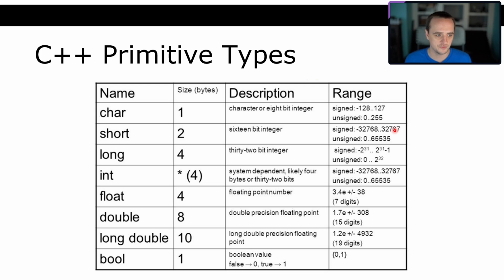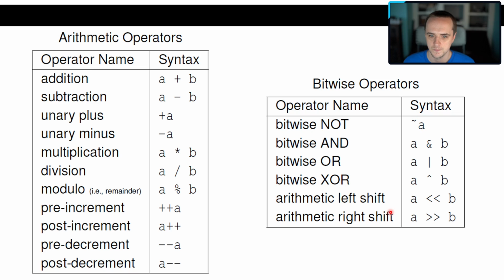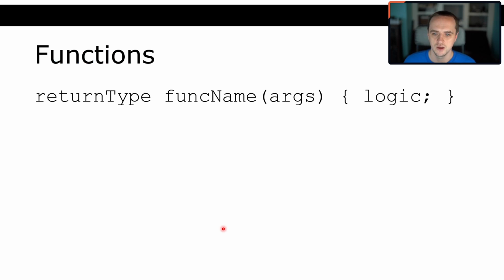C++ primitive types. We've got lots of primitive types in C++. We've got char, short, long, int, float, double, long double, bool, all sorts of things that you're familiar with from languages like Java. We've got arithmetic operators, so we've got addition, subtraction, multiplication, pre-increment, post-increment. We've got bitwise operators as well, so you can just use this as a resource. I'm not going to explain all of those.